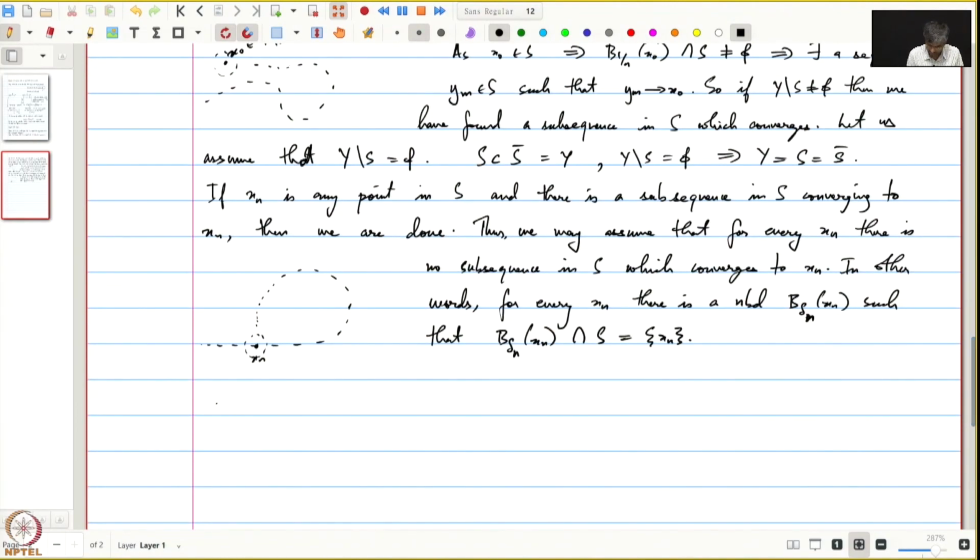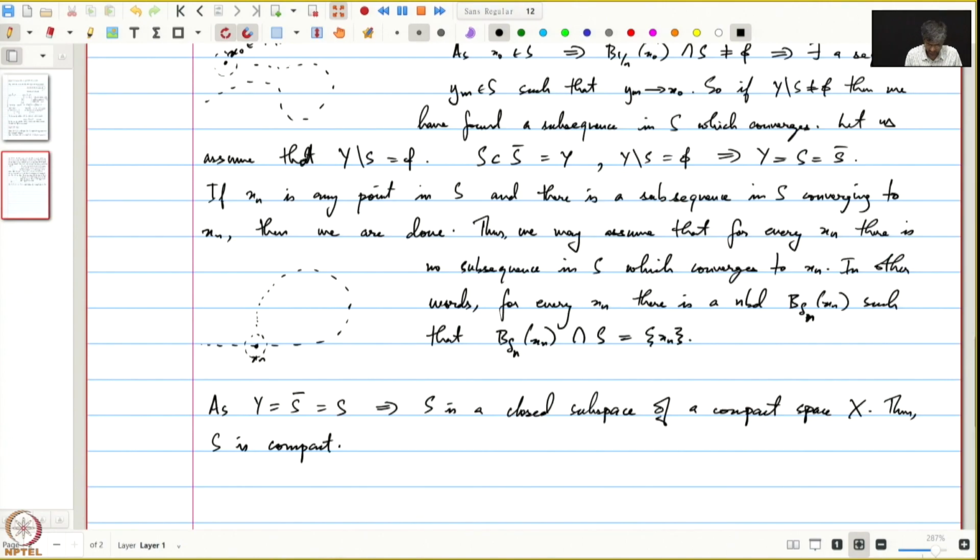Okay. So now, as Y is S closure and this is equal to S, this implies S is a closed subspace of a compact space. Right? Recall that we had assumed X is compact, yeah? So thus S is compact. A closed subspace of a compact space is compact, right?